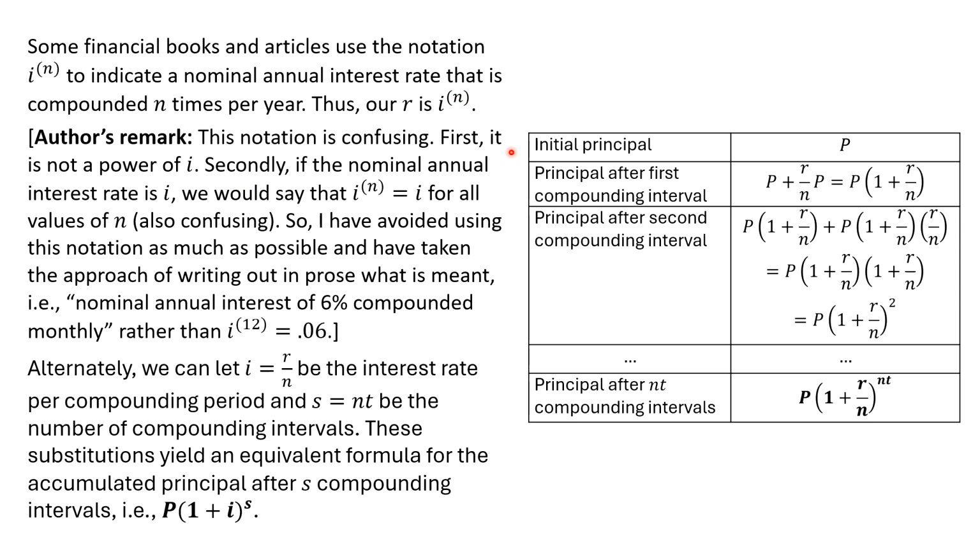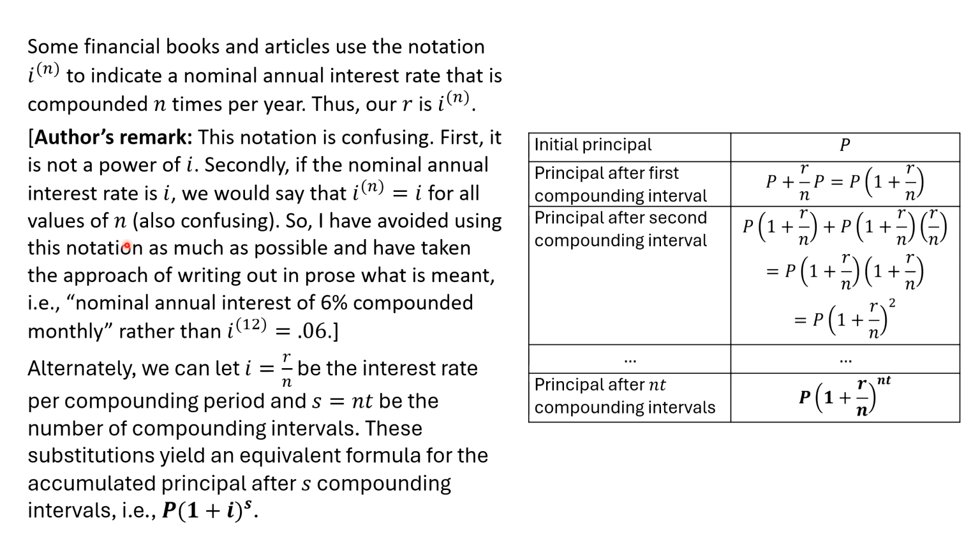I don't like this notation. It looks like it's I to some power, but it isn't. It's just an awkward notation in my opinion. Secondly, if the nominal annual interest rate is I, we would say that I to the N equals I for all values of N, which is also confusing.